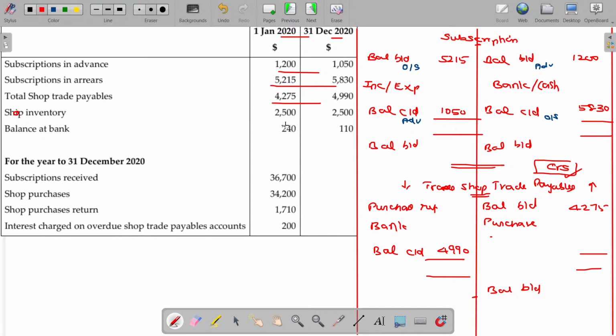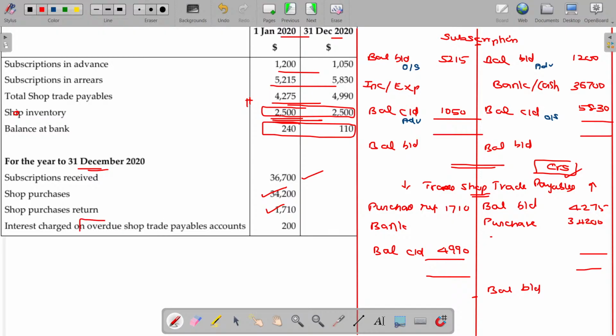Shop inventory. In the beginning and the end will be the same. No need to worry about this one. I'll explain that later on. Balance at bank is also not required for me. For the year ended 31st December 2020, subscription received being this much, 36,700. And shop purchases. Once you purchase, then the amount payable will be increasing. So here 34,200. Shop purchase return, that reduces the amount payable to them, 1,710.